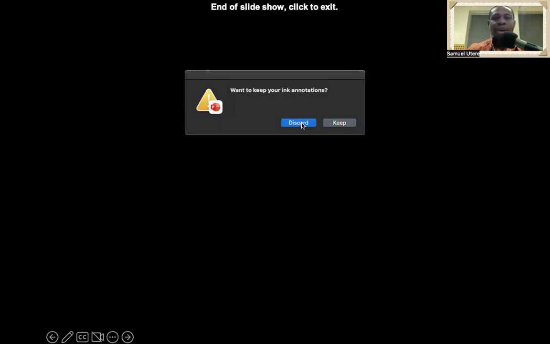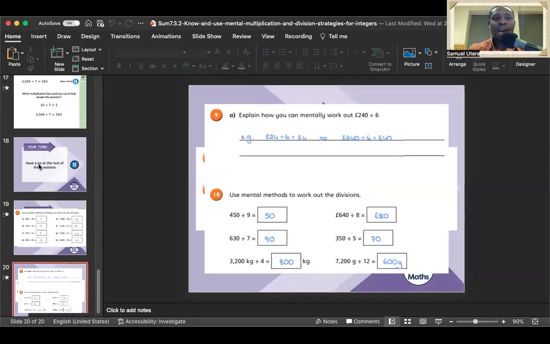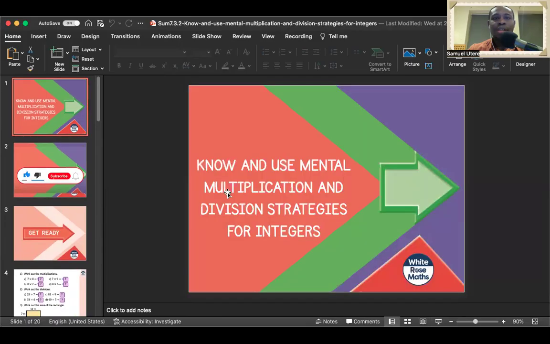And that brings us to the end of our lesson. So in this lesson, you have focused on learning how to use mental strategies to carry out multiplication and division of integers. Well done for sticking around and for taking your learning seriously.